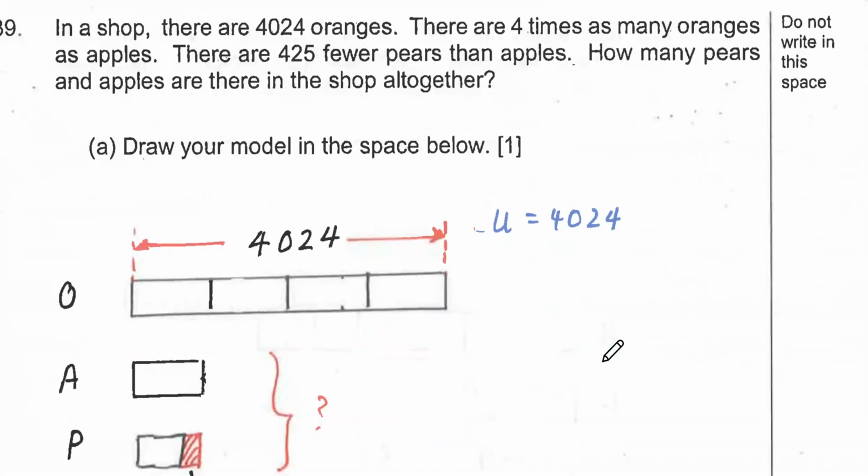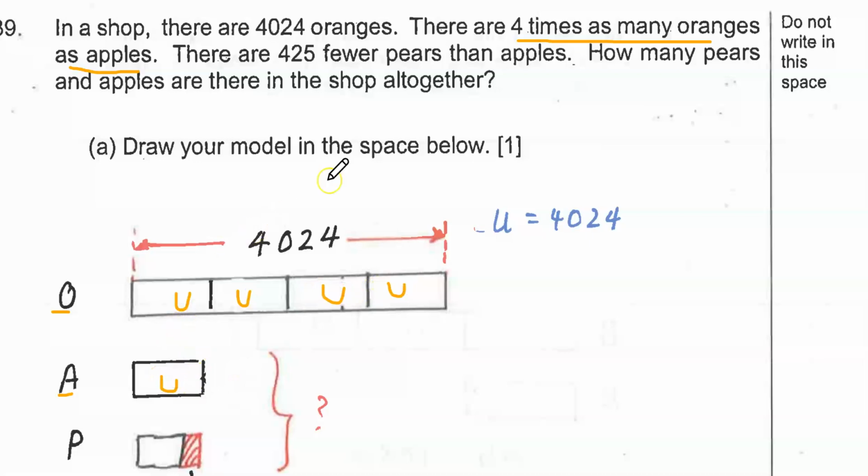In a shop, there are 4024 oranges. There are 4 times as many oranges as apples. This is important. The number of apples and the number of oranges, the relationship is important. It is represented by here, oranges, apples. 4 times, it means there's a U here. Same number, same amount, right? Unit. 4 units and 1 unit over here.